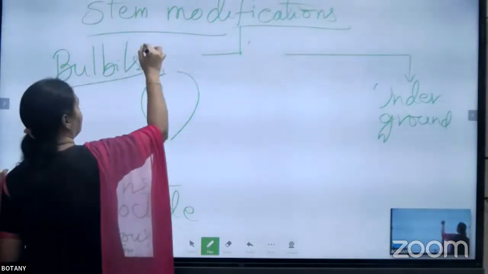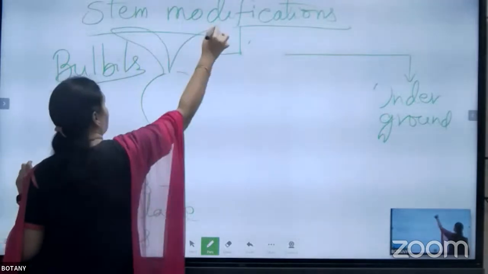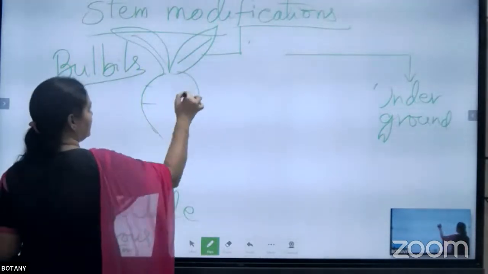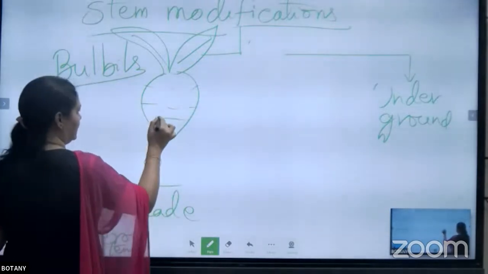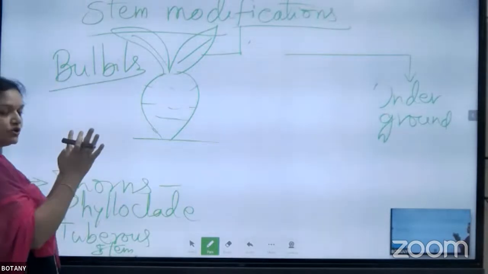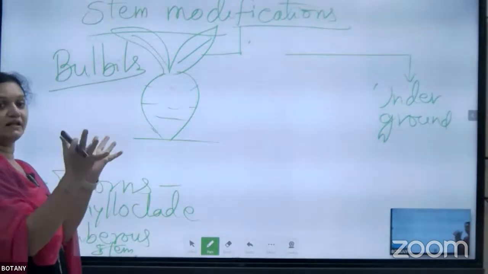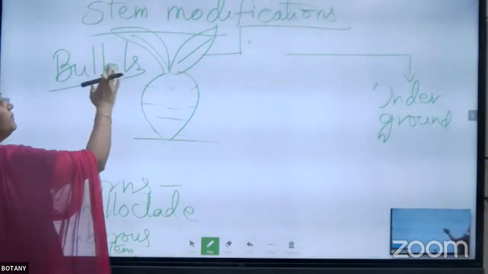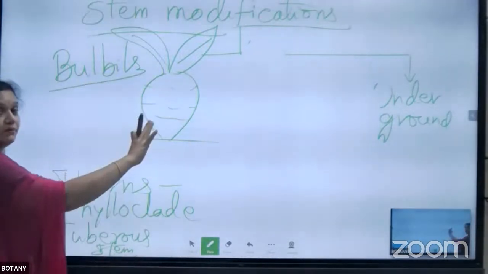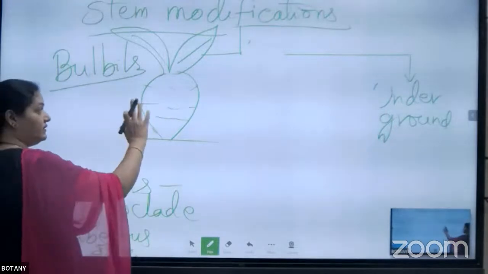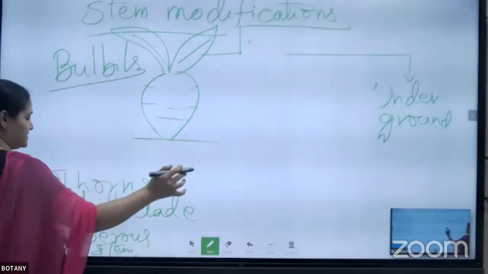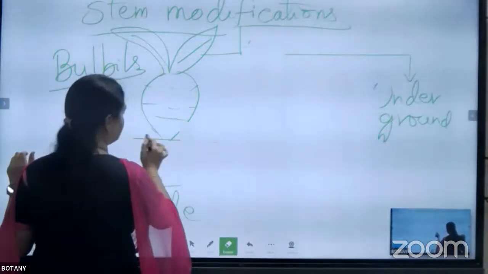Bulbils. And on this, the leaves are present and the stem is having the nodes and internodes on it. And the stem completely stores the food material and becomes bulged. So it is called the bulbil. Otherwise, the stem is the tuberous stem. Okay. So any one word we can say for this. That is the bulbil. That is the aerial stem modification bulbil.